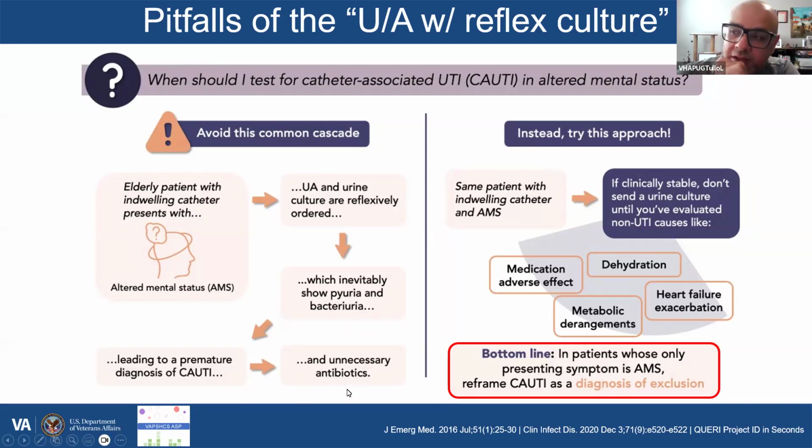So the push here is to reframe, in patients who are stable and have altered mental status, the diagnosis of UTI as a diagnosis of exclusion. So if your patient has AMS and is clinically stable, it's totally reasonable to correct all their other metabolic or other abnormalities that may lead to altered mental status before reaching for that UA with reflex urine culture.